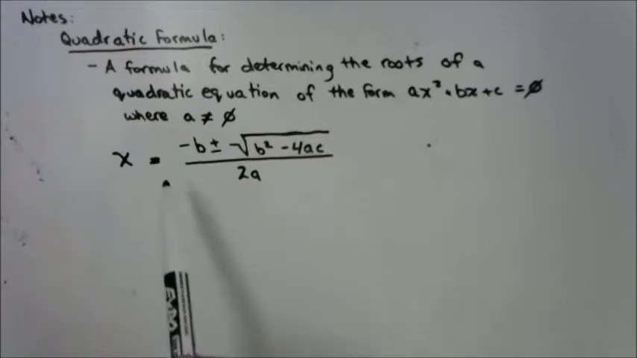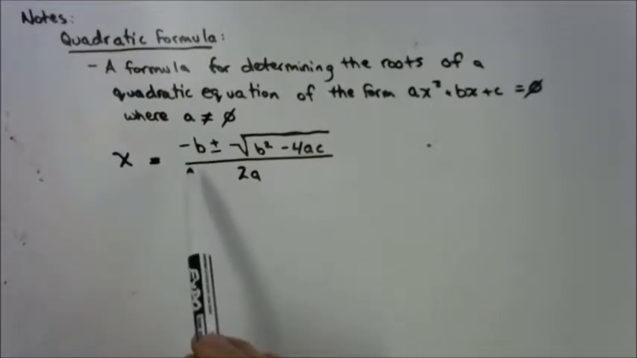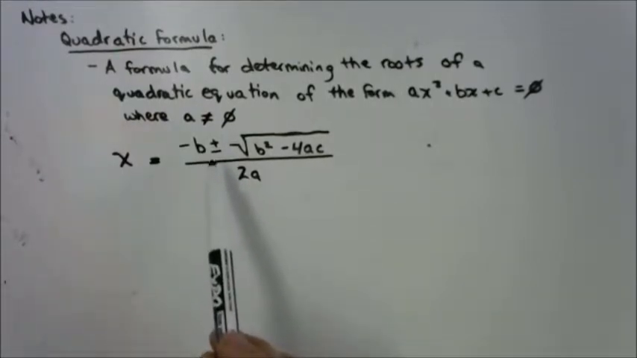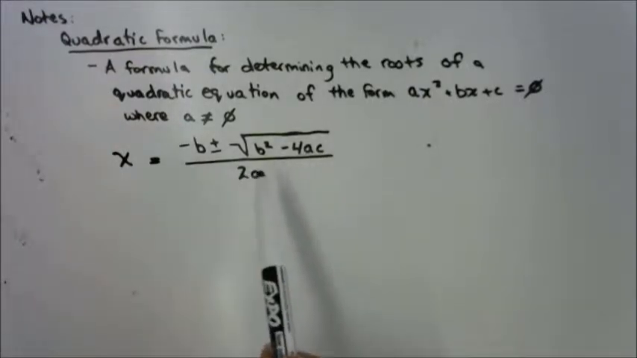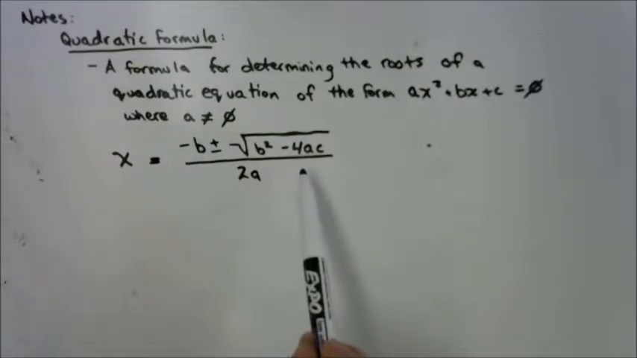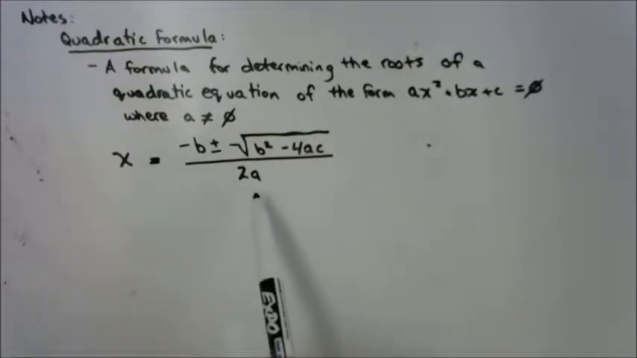We'll go again. Negative b plus or minus square root of b squared minus 4ac over 2a, over 2a. And that's enough sing-song for the day.